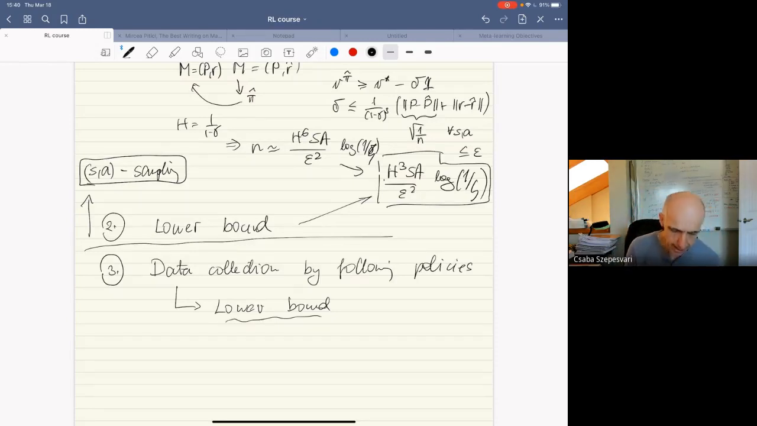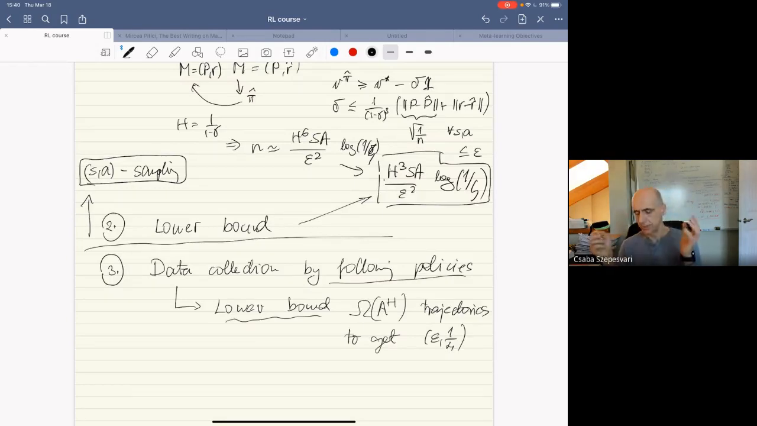But it happens that, well, this is not too realistic. And if you stick to just following policies, which would be more realistic in more scenarios, then the lower bound is going to tell us that something like A to the H trajectories, independent trajectories, are going to be necessary to get epsilon accuracy with some positive probability, like 1/4 probability.